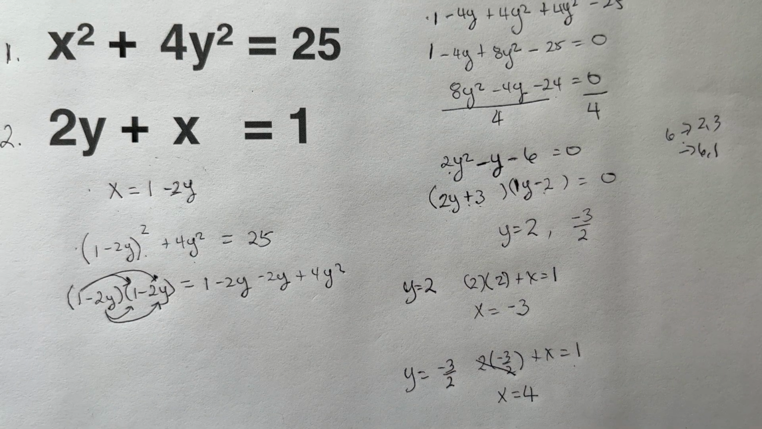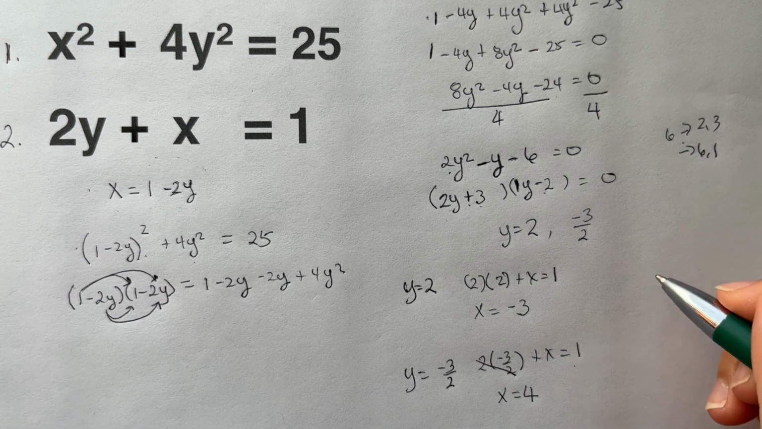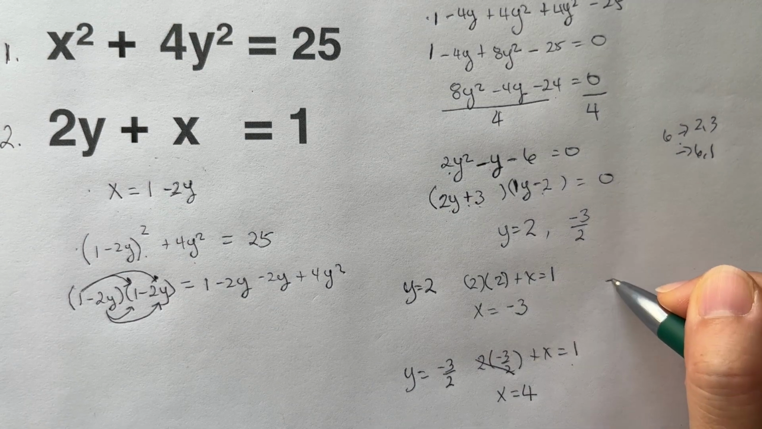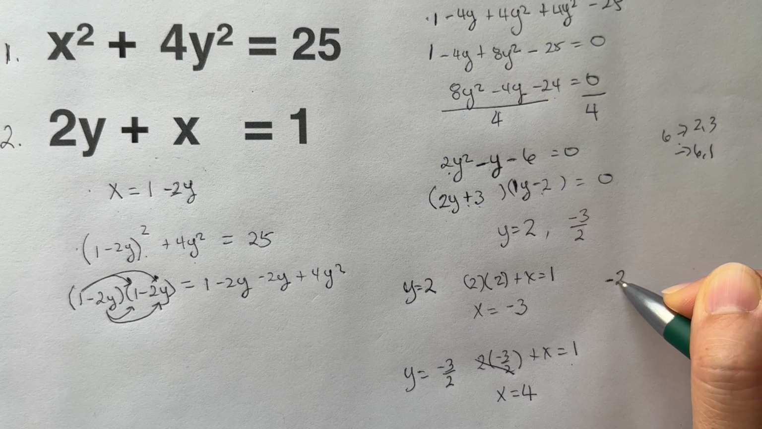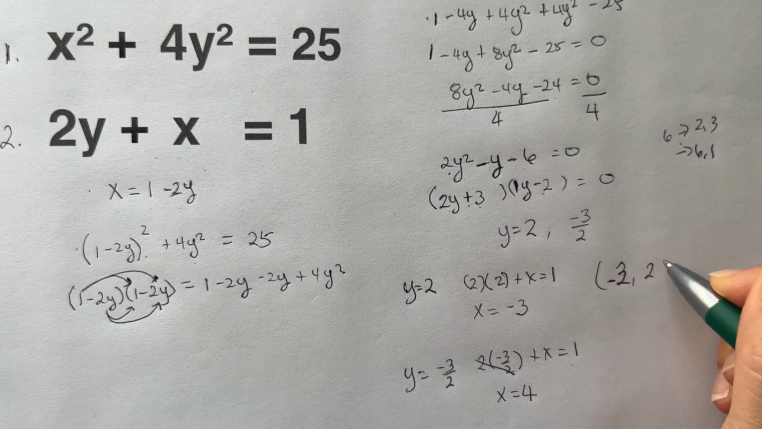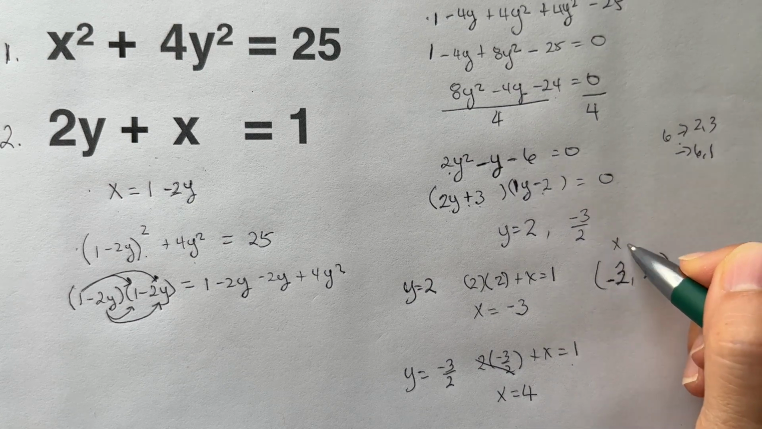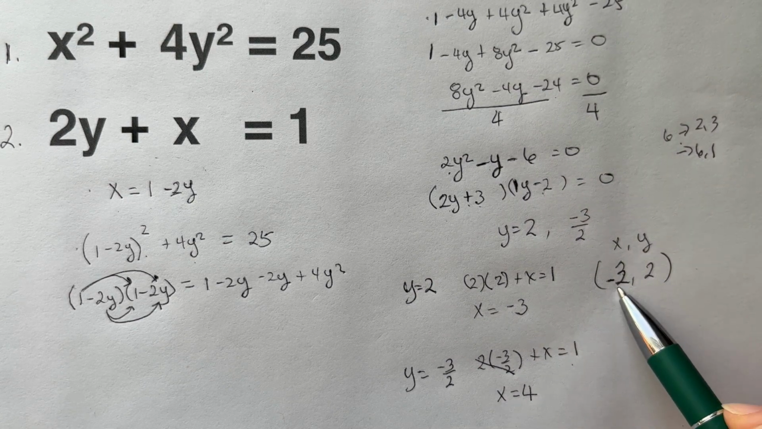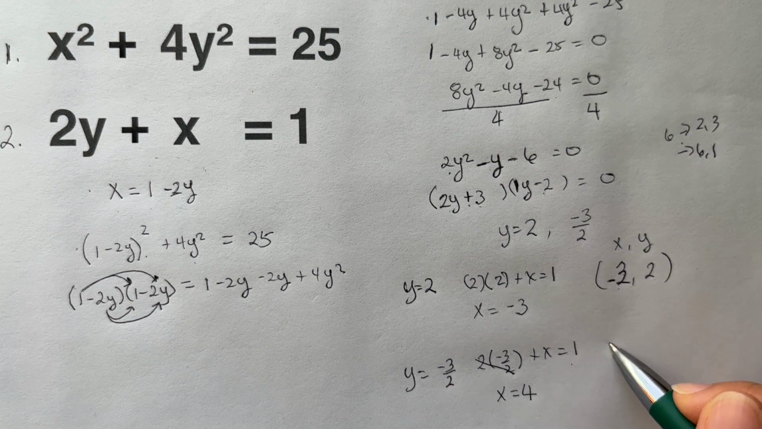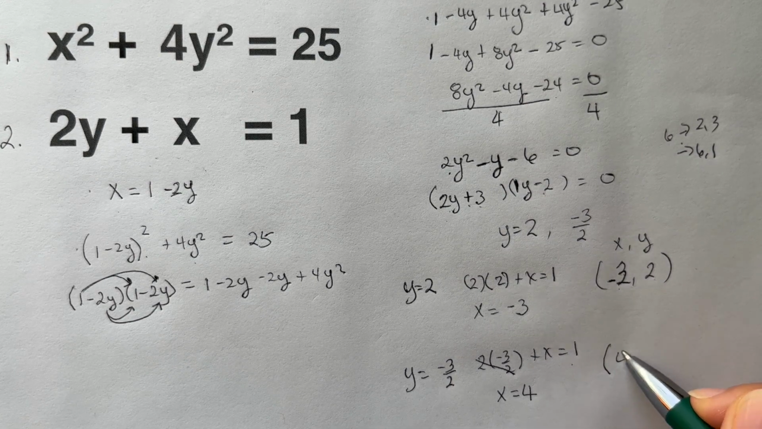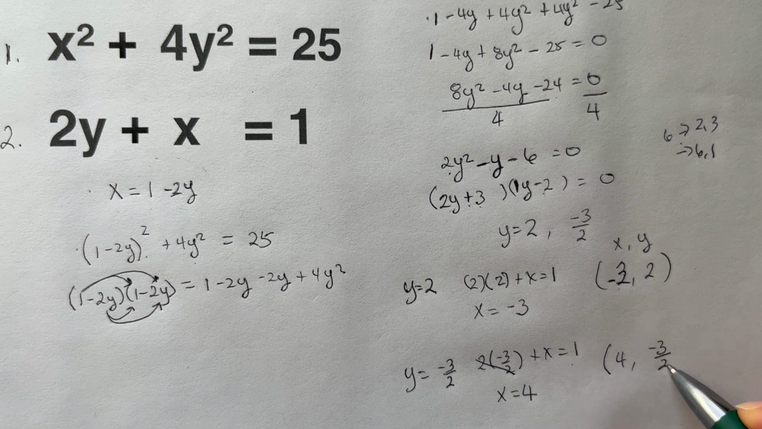And so here are our answers. Normally we write x comma y, so when y is equal to 2, we have negative 3 comma 2. And our second answer is 4, negative 3 halves.